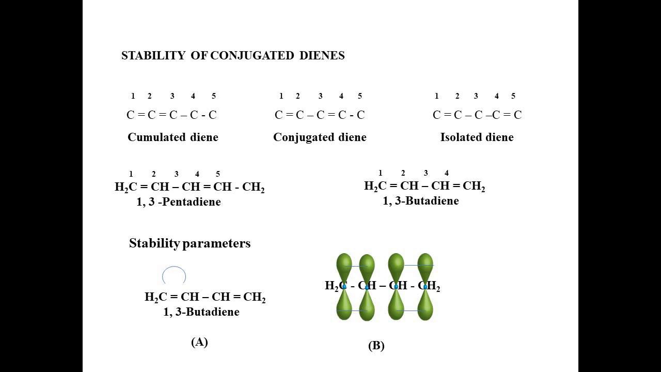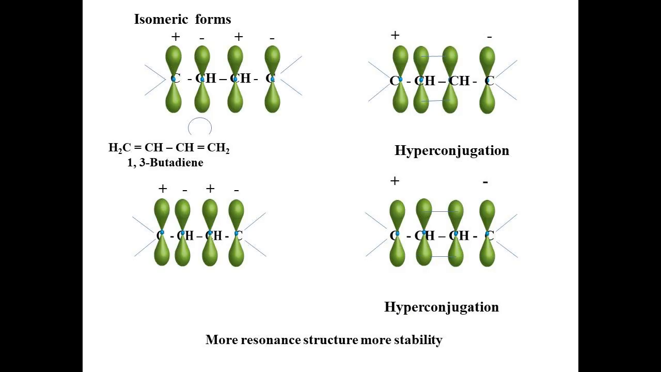I will explain B, the isomeric forms of 1,3-butadiene. In the right hand direction, the bonds are shifted and a double bond breaks, so plus minus plus minus. This gives one of the hyperconjugation forms. So this is one of the resonance structures formed in the right hand direction.